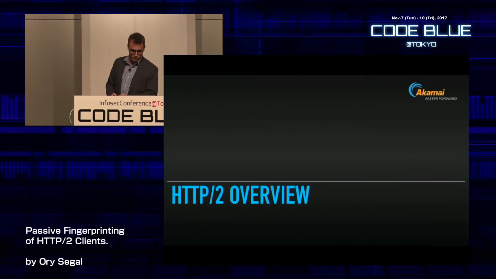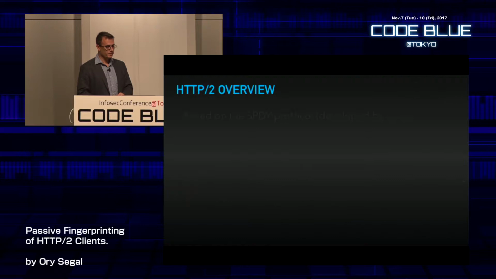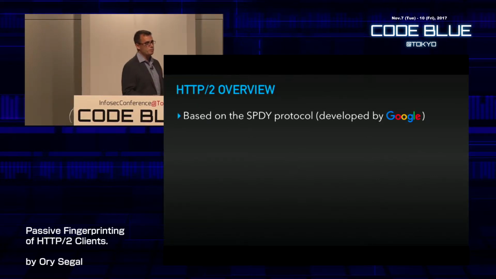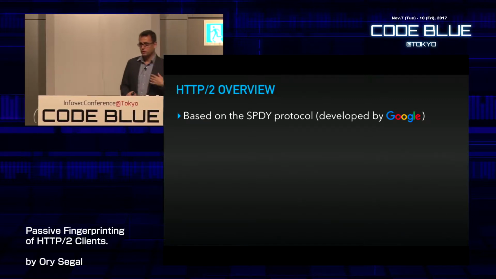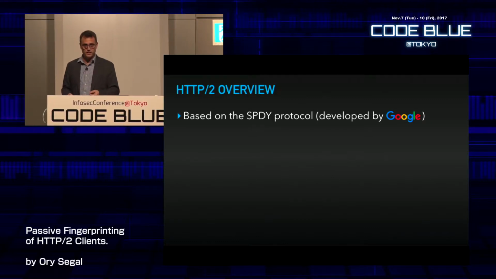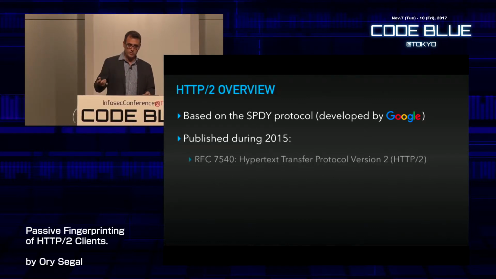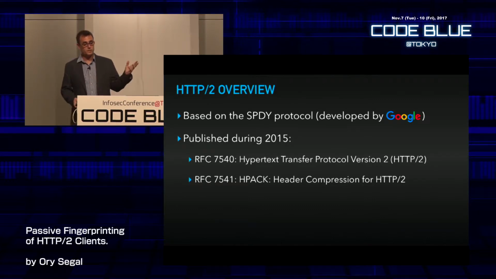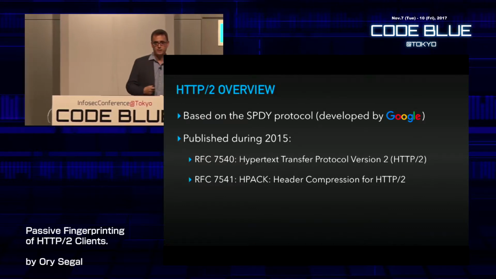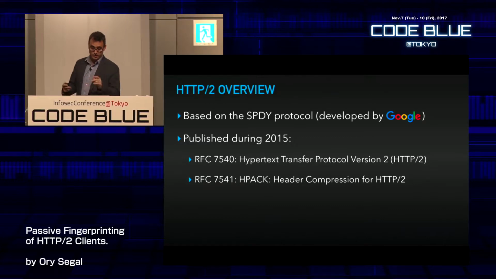So let's go over HTTP2. HTTP2 is actually a new protocol that was introduced in 2015. It was based on a previous protocol that Google experimented with and pushed to Chrome and to their servers called SPDY, S-P-D-Y. It was published in 2015. There are actually 2 RFCs, if you're interested in reading RFCs. Some people like to do that. The first one is for the actual protocol. The second one is for what is called HPACK. That's the header compression that is used inside HTTP2, and we'll get to talk about that a little bit later.